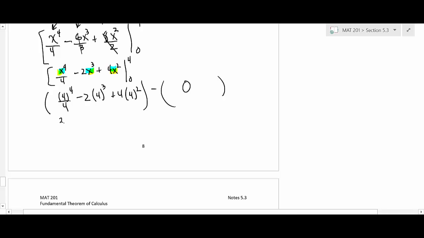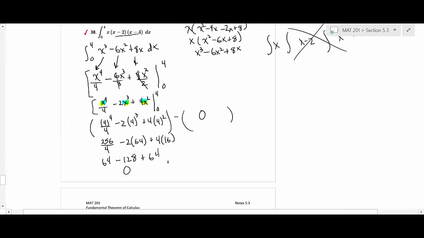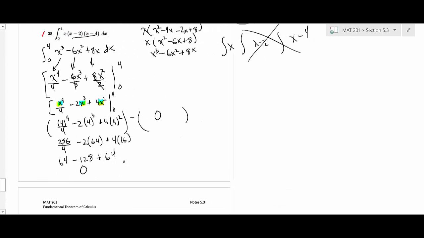So now what I would have is 256. 4 to the 4th is 256. This would be 2 times 64. Then that would be 4 times 16. So let's see. 256 divided by 4, I think, is 64. That's 128. And then that's 64. So I think that's 0. So what does that mean if it's 0? Probably means symmetry, right?